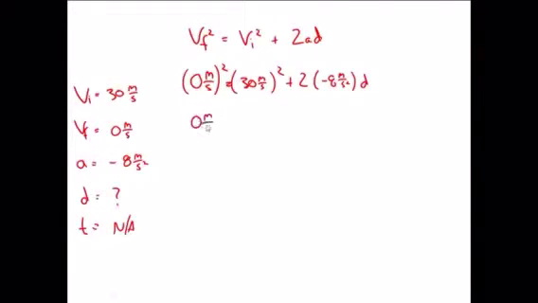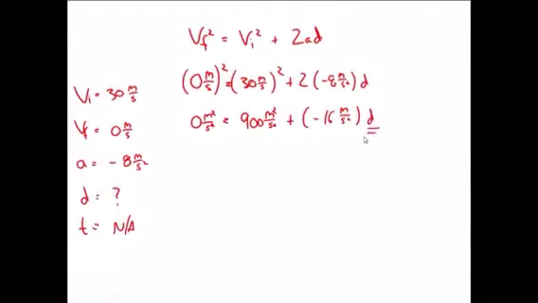Alright, this is obviously going to stay 0 meters per second. I squared it, so I squared the variables as well. I have 30 meters per second. I'm going to square that, and that's going to make 900 meters per second, and they're both squared because I squared them. Plus 2 times -8, which is going to give us -16 meters per second squared, multiplied by the displacement.